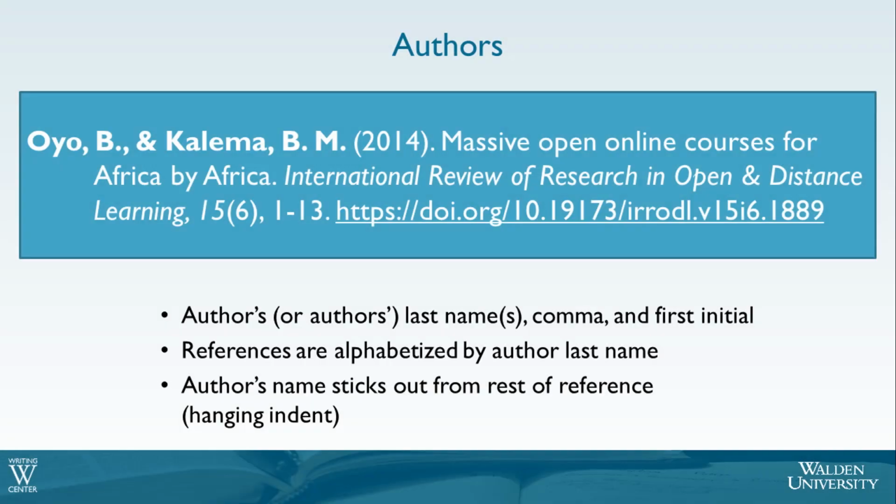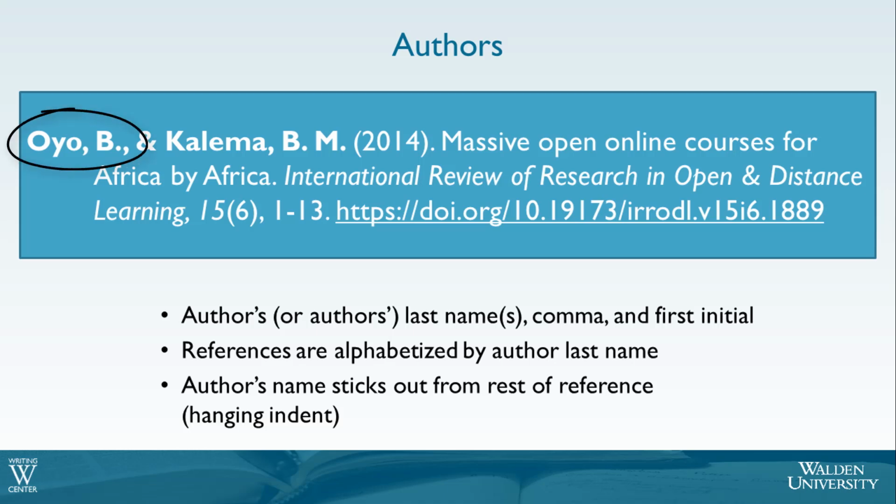Let's first look at the author element in a reference entry. To list authors, you'll include the author's last names, followed by a comma and the initials. Sometimes students will ask if they need to include 2 initials or just 1. It really depends on what the author has listed on the source itself.